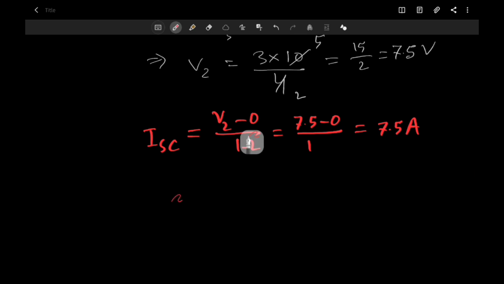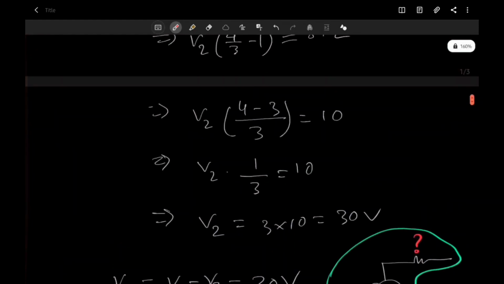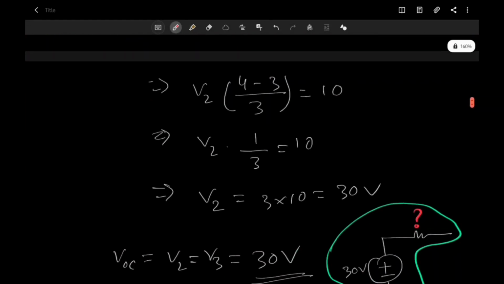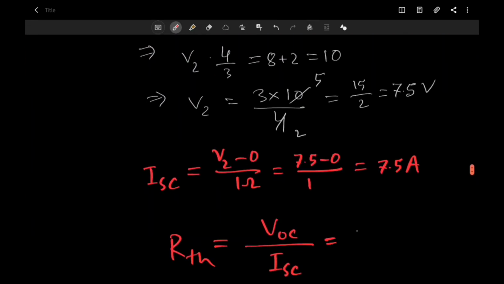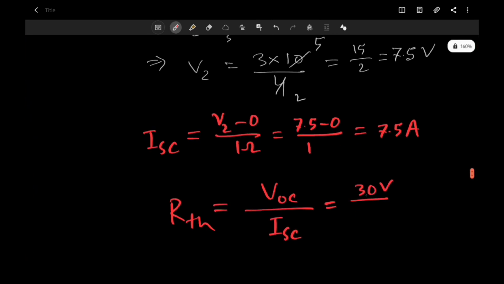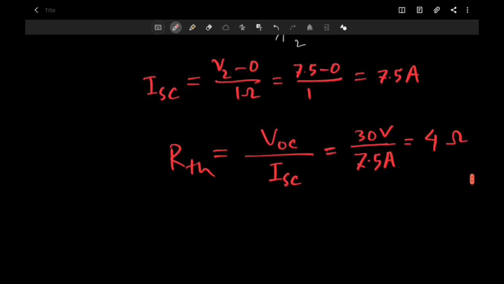So we know the short circuit current now. And if you remember, the formula for Thevenin's resistance is just VOC divided by ISC, right? And what was our VOC? From step 2 we have VOC to be 30 volts. So our VOC is 30 volts and ISC is 7.5 amperes. Voltage divided by current is, of course, resistance. And 30 divided by 7.5 is just 4 ohms. So when I said I was talking about our Thevenin resistance being 4 ohms, that wasn't an accident either.